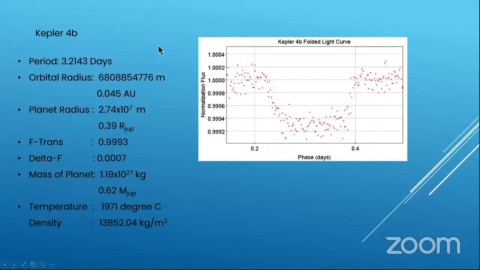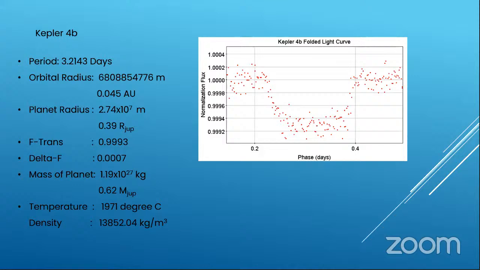So the period of the Kepler 4b is 3.2143 days. The orbital radius was found to be 68088547776 meters, which is around 0.045 astronomical unit. Planet radius was 2.74 into 10 to power 7 meters, which is around 0.39 times radius of Jupiter. F trans is found at 0.9993.